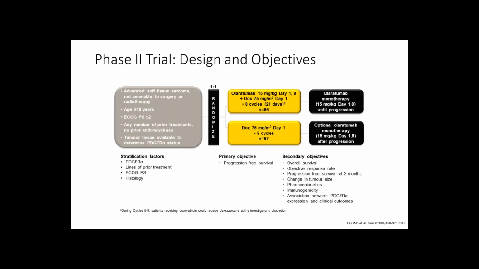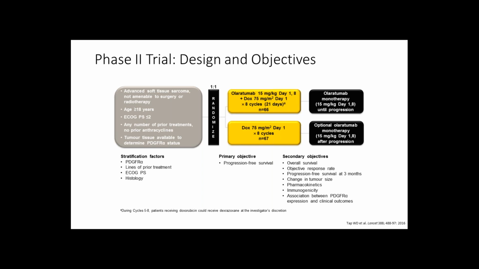So this is the design of the phase 2 component of the trial. As I mentioned, patients with advanced soft tissue sarcomas were eligible. Patients had to be over the age of 18, had to have a performance status of 2 or less, and could have received any number of prior treatments, but they could not enter if they had received prior anthracycline drugs, so prior doxorubicin type drugs. And they had to have previous tumor material available to determine the PDGFR alpha status on immunohistochemistry.